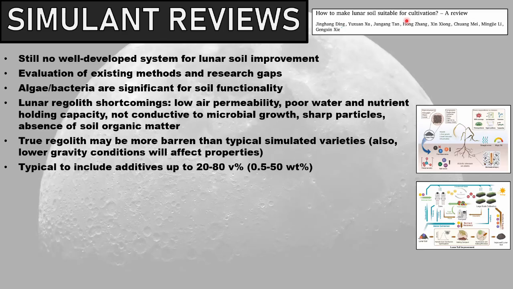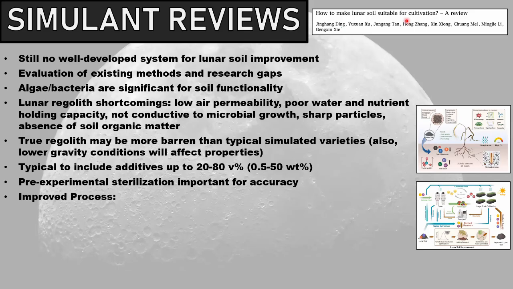And so it's typical, in these types of studies, to not just use pure regolith, but to include additives up to 20 to 80% by volume. And pre-experimental sterilization, at least for standardization, is probably important for accuracy, though it's kind of hard because sterilizing regolith can change the chemical properties. So it's sort of a grab bag of what you're trying to do and how it'll affect it. You'll have to consider that in an experimental design.